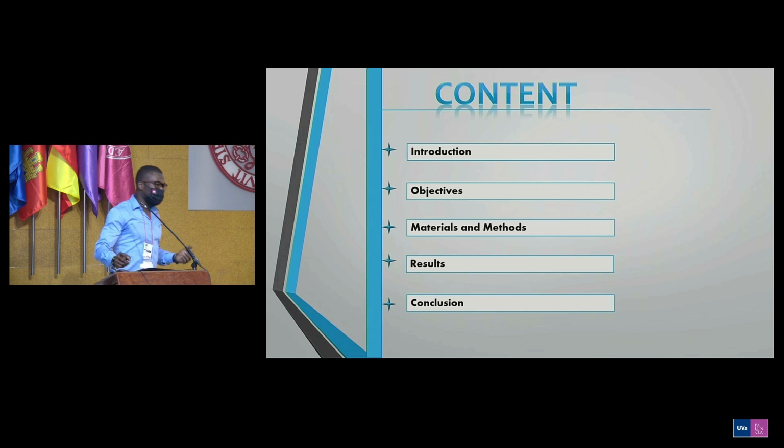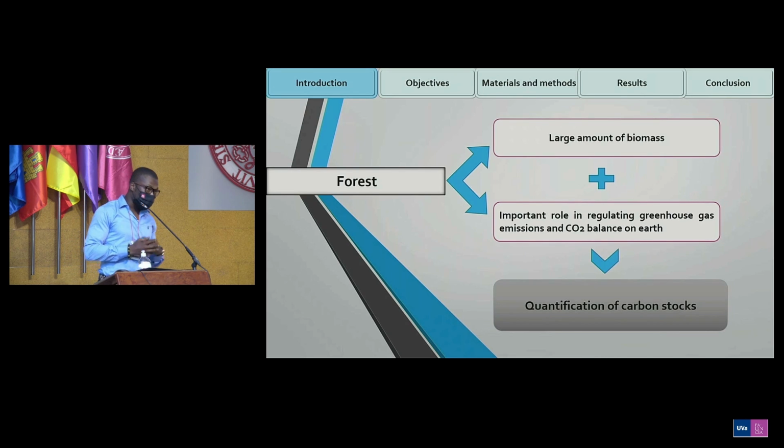Today, we all know that the whole world is facing a climate change problem or global warming, and one of the solutions we turn to is the forest. But ask yourself why we turn to the forest as a solution to climate change. The main reason is that the forest can accumulate a large amount of biomass, and it also plays a very important role in regulating greenhouse carbon emission and the CO2 balance on the earth.